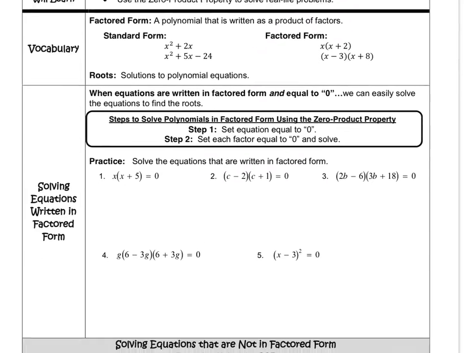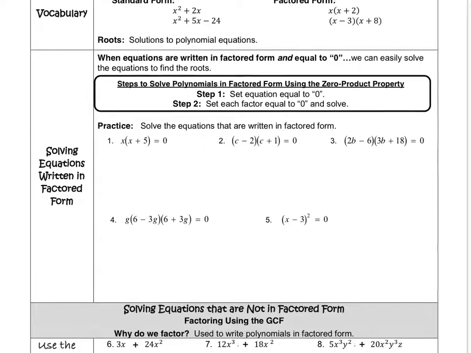So we're going to look at some polynomials that are already in factored form and start exploring how to solve them. We're going to solve them using something that's called the zero product property.